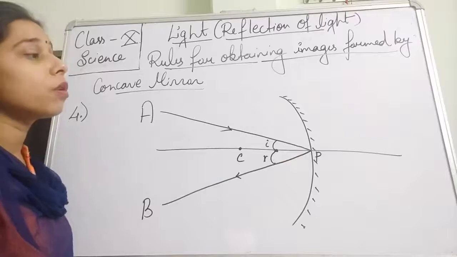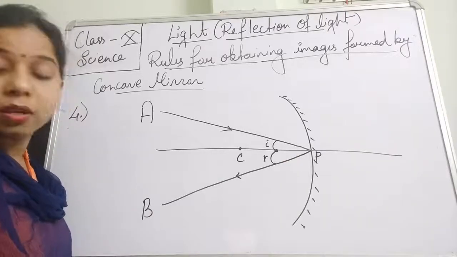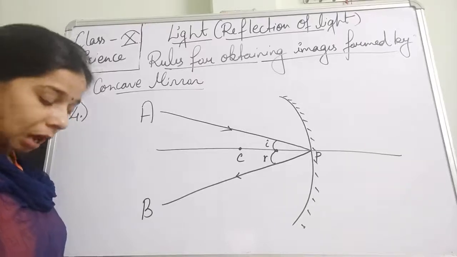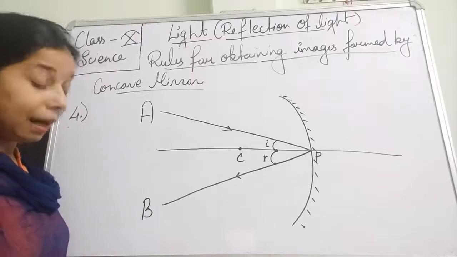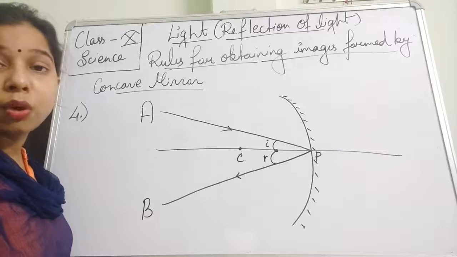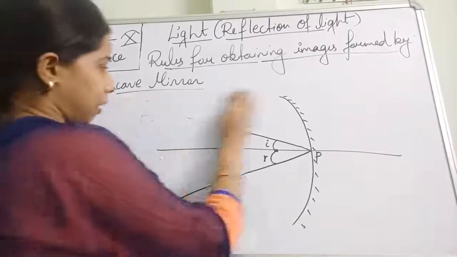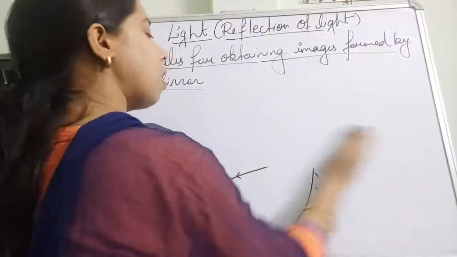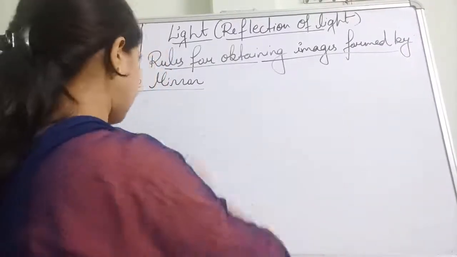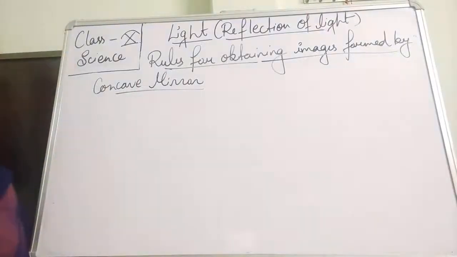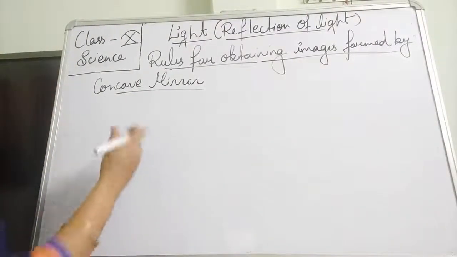Okay students, these are the 4 rules. Why are these rules important? These rules are important because after this we will start with the ray diagram, and in order to understand the ray diagram, at least this concept must be there in our mind. I will summarize the 4 rules again with the help of 4 diagrams.